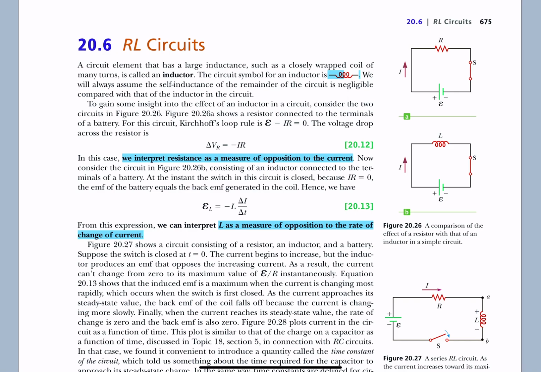And the letter L, representing the inductance, also is a function of just what the inductor is made out of. What are the mechanical properties of that inductor? And of course, it depends upon how rapidly that current is changing. That's your delta I divided by your delta T. And you can see that it is your proportionality constant.